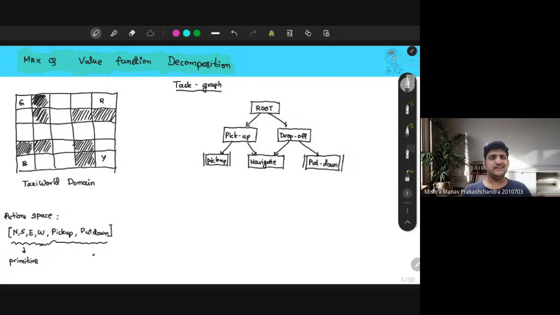Note that navigation in itself is not a complete subtask because you need to pass an argument, navigate to a particular location. So a passenger gives navigate to location G. That argument needs to be present in the navigate subtask. And similarly, if you finally decompose the navigation subtask, you are left with the four primitive actions.